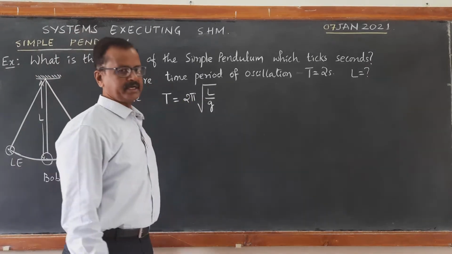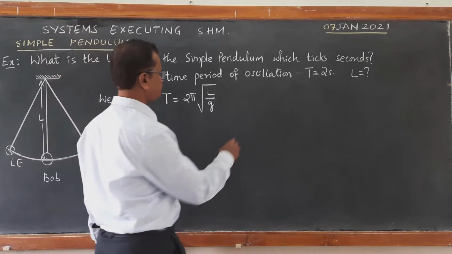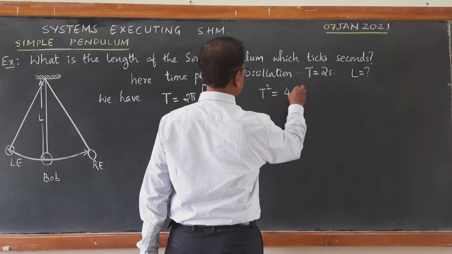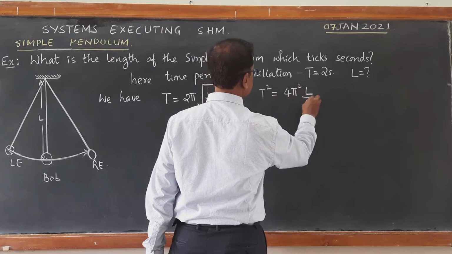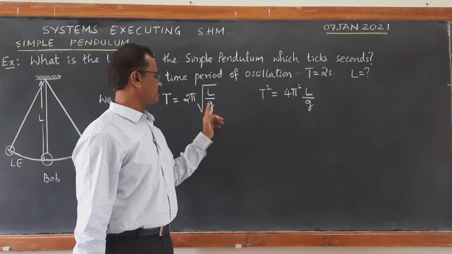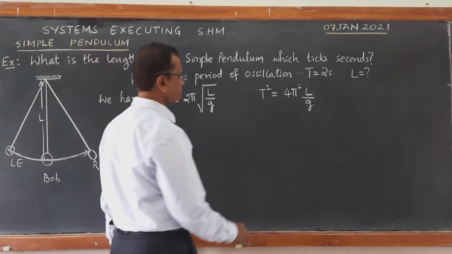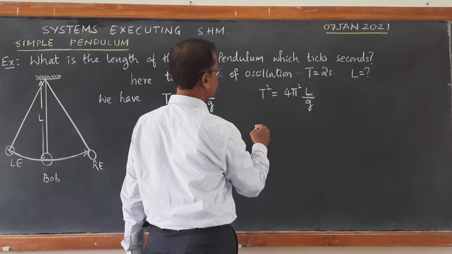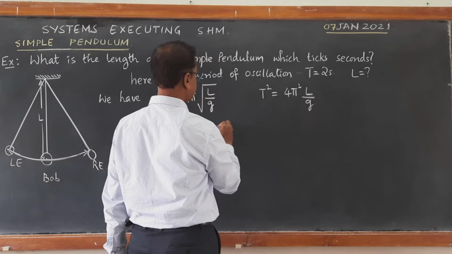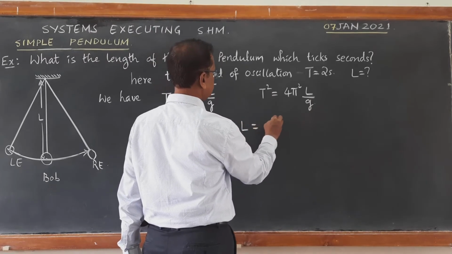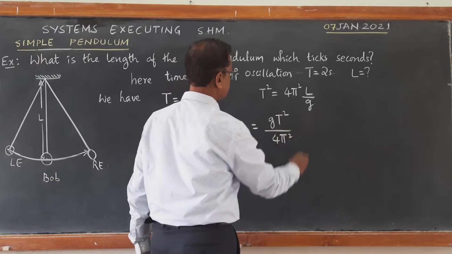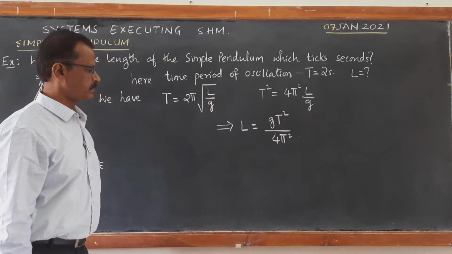Then squaring both sides, we get T square is equal to 4 pi square L over g. Right? Then take this g to the left hand side. That gives us the equation for L. This implies L is equal to g T square upon 4 pi square.